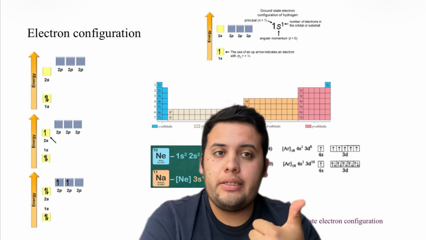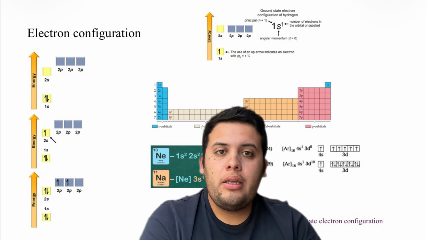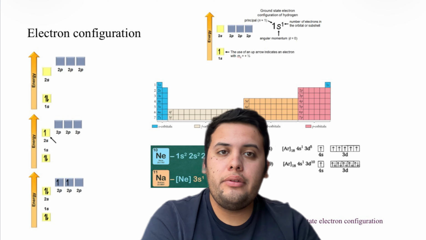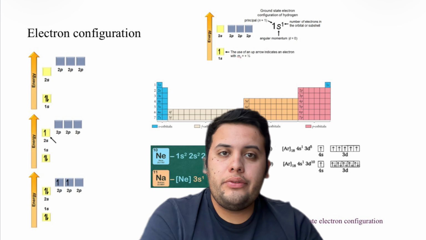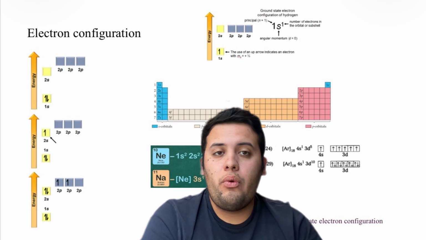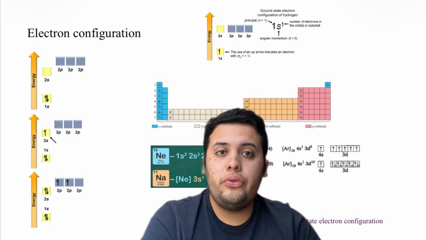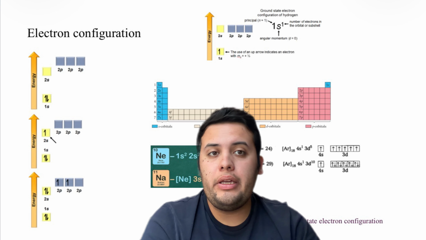The first is the Aufbau principle, which states that electrons fill the lowest energy level orbital first. For example, electrons fill the 1s orbital before the 2s orbital and then the 2p orbital.